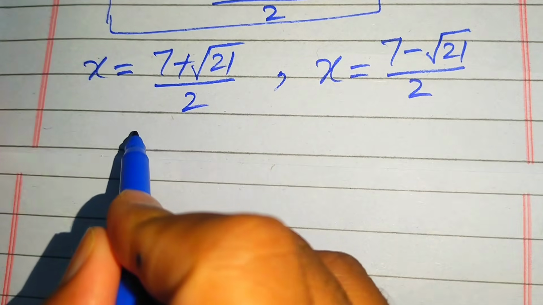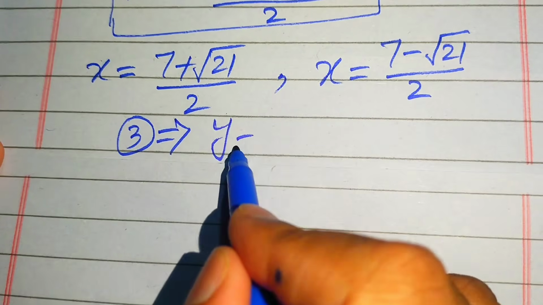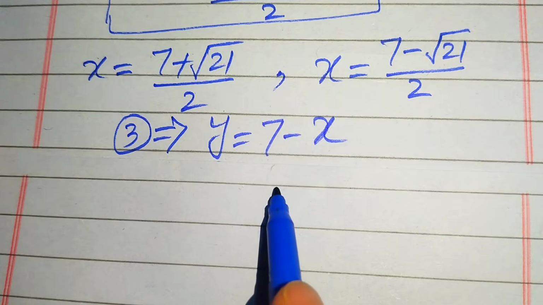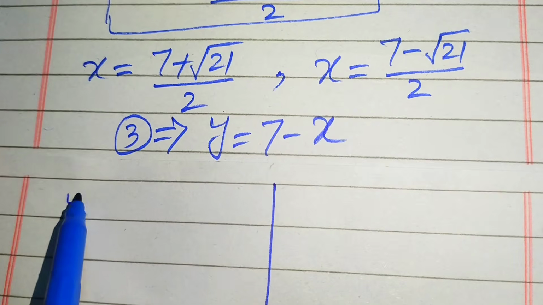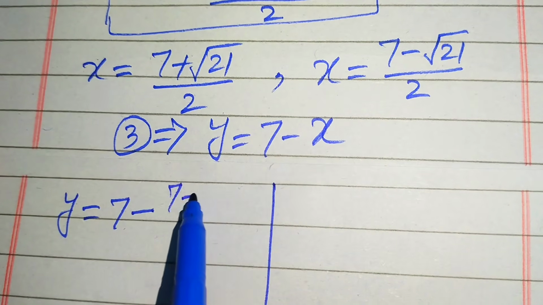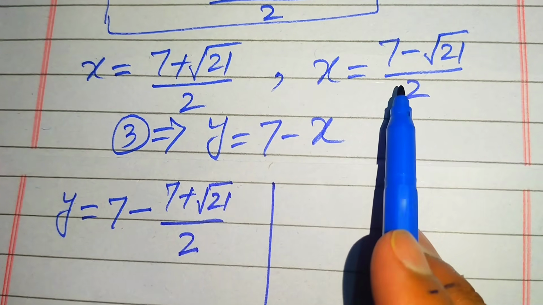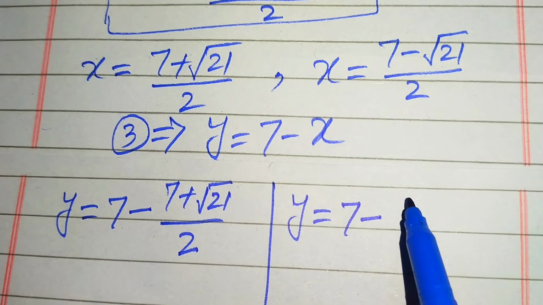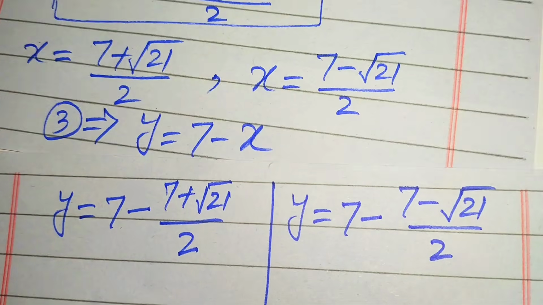And now we copy down equation number 3 here, so equation number 3 implies that y is equal to 7 minus x. And here we substitute both of the above values of x and we get the corresponding values of y. And when we put this value of x here, it becomes y is equal to 7 minus x. The value of x in this case is 7 plus square root of 21 divided by 2. In the same pattern, when we put this value of x here, we get y is equal to 7 minus x. The value of x is 7 minus square root of 21 divided by 2.